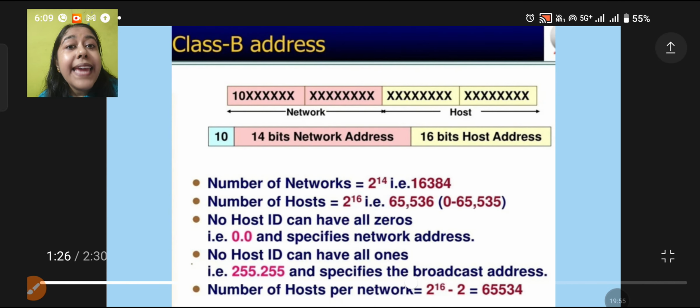Now the class B address, it is about class B now. So here you can see the network and host: the starting bits are 10, then 14 network bits and 16 are for your host bits.